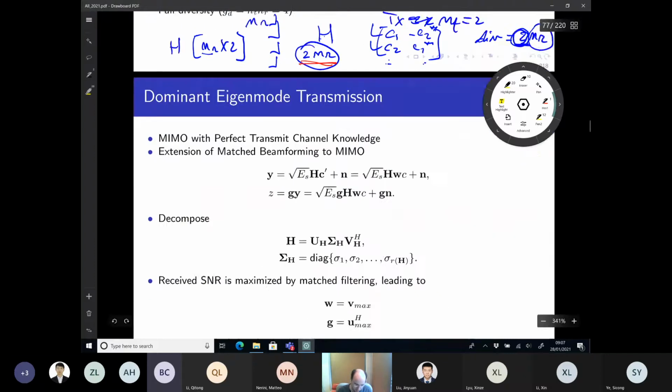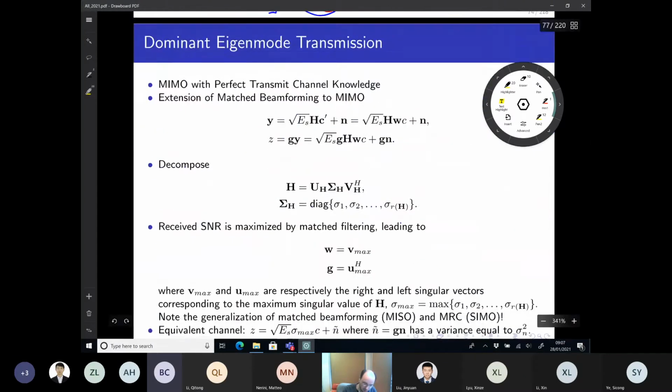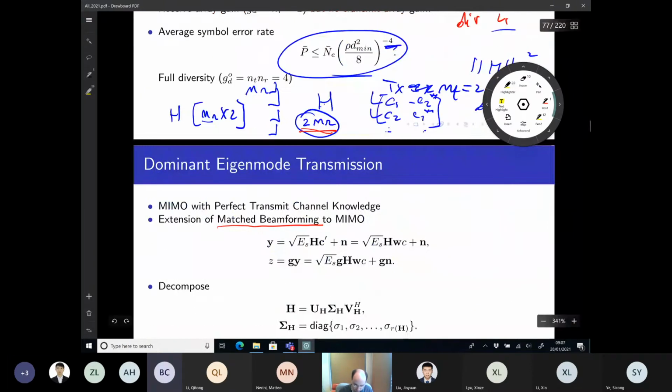And so the first thing we're going to do is to extend this notion of matched beamforming or maximum ratio transmission from the MISO to the MIMO case, right? So in the MISO case, we had something like this: y equals h w c plus n, and we were choosing w as H Hermitian divided by the norm of H, right?